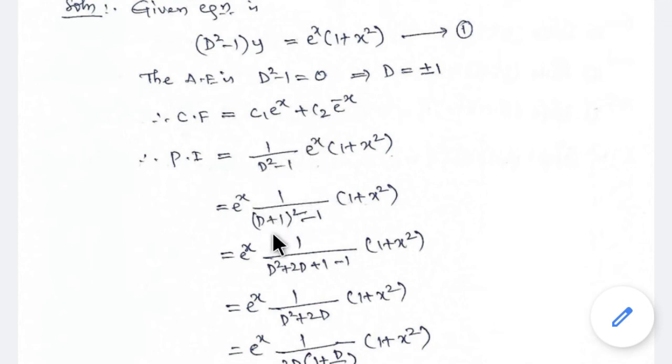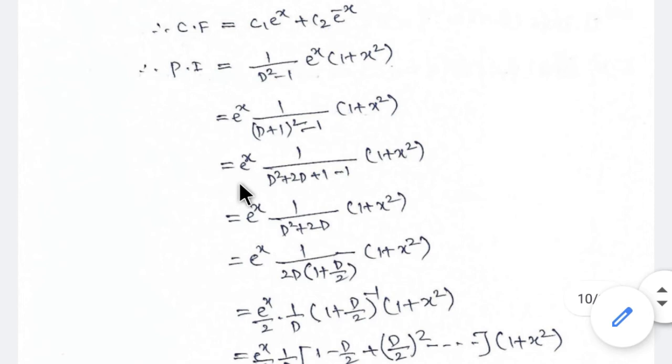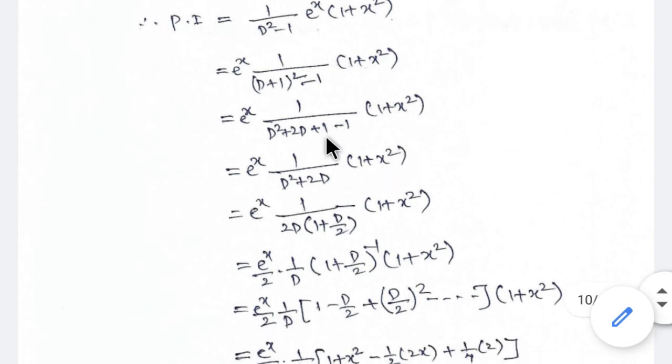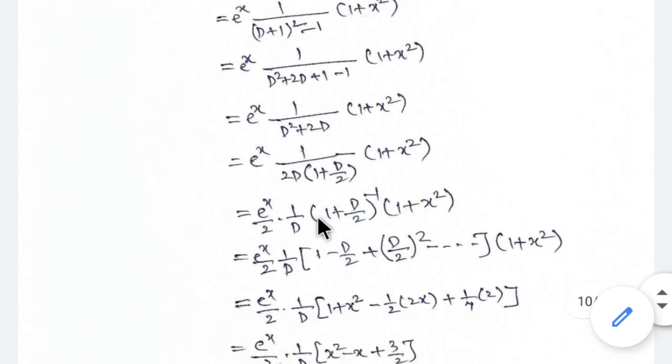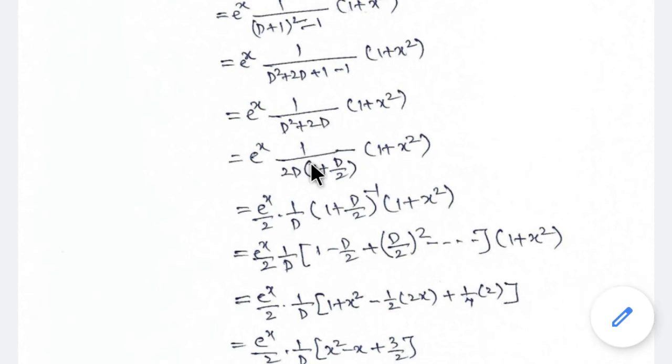Okay, D squared is replaced by (D plus 1) whole squared minus 1, into (1 plus x squared), equal to e raised to x. So simplify this, expanding: D squared plus 2D plus 1 minus 1, into (1 plus x squared). If you simplify this, e raised to x into 1 divided by (D squared plus 2D) into (1 plus x squared).